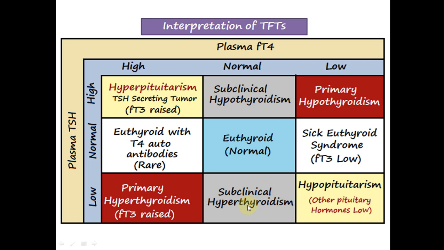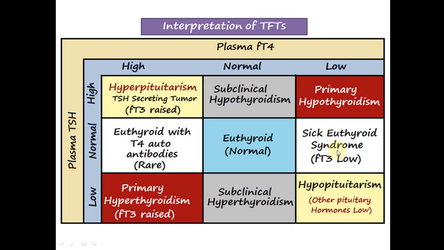A similar situation applies to the condition of subclinical hyperthyroidism, in which the TSH concentration is low but the free T4 concentration is normal. And here we can say that the normal concentration of free T4 is maintained at the cost of low TSH. In this condition also the patient has no symptoms but is prone to become hyperthyroid.